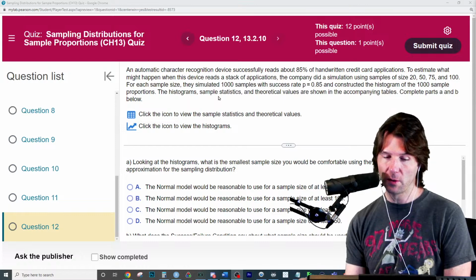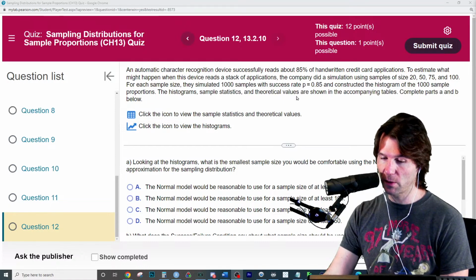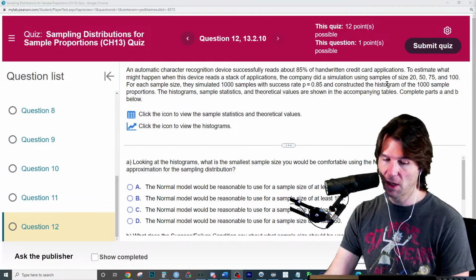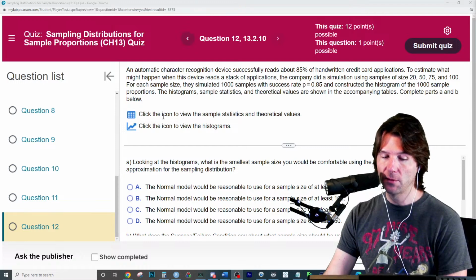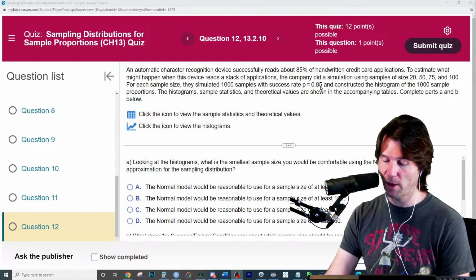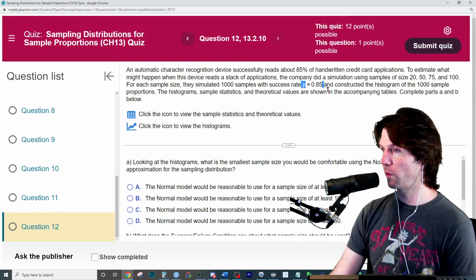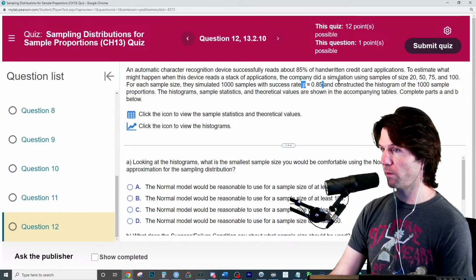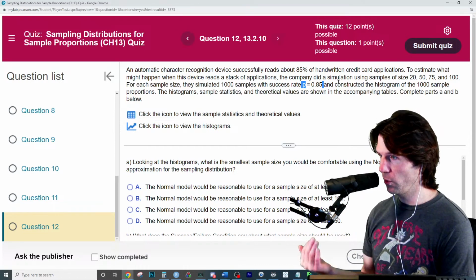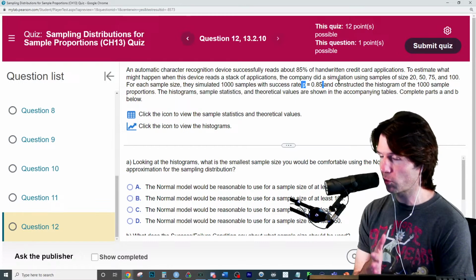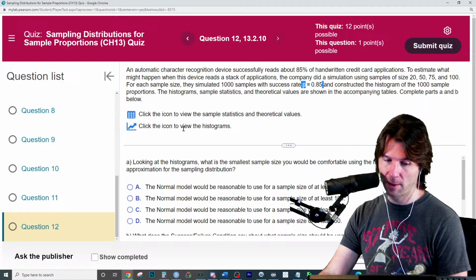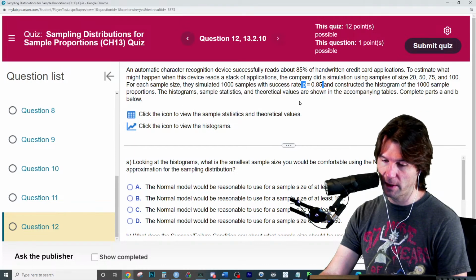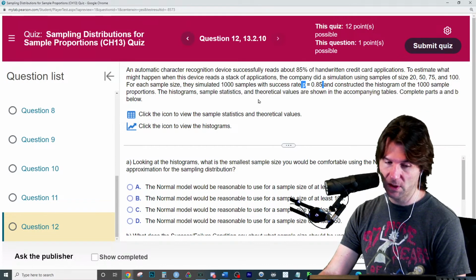Let's do it. So an automatic character reading device successfully reads about 85% of handwritten credit card applications. To estimate what might happen when this device reads a stack of applications, the company did a simulation using sample sizes of 20, 50, 75, 100. For each sample size, they simulated 1,000 samples with a success rate of this. This is the truth. That is the true success rate. So that's like assuming it will work that amount of time. They're saying that is the truth. And constructed the histograms of the 1,000 sample proportions. The histograms, sample statistics, and theoretical values are shown in the company's tables. Complete parts A and B.